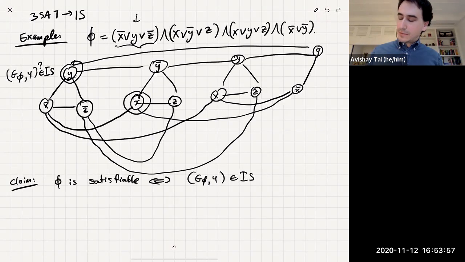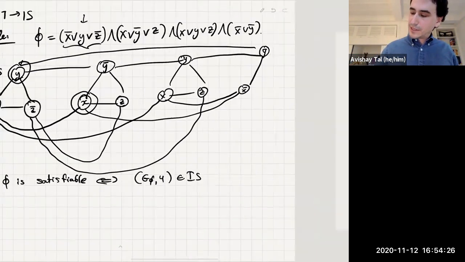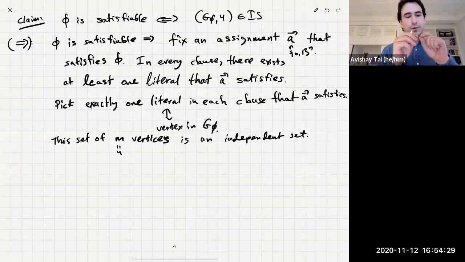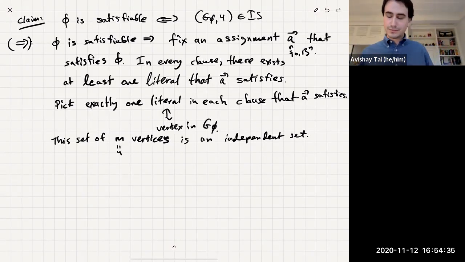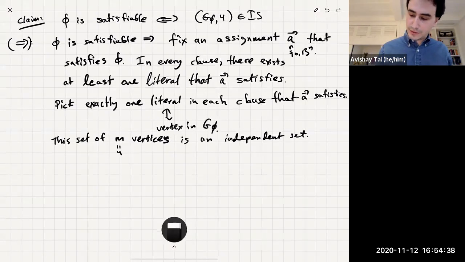Another thing is that we picked according to the assignment. What does it mean? It means that if we picked X, we couldn't have picked X bar, because the assignment does not satisfy both the literal X and the literal X bar. It satisfies exactly one of them. If the assignment is 1 for X, then it satisfies X, but it doesn't satisfy X bar. So for these reasons, this is an independent set, because we don't see any edges inside these triangles, and we don't see any edges between the triangles. So this is by the construction.